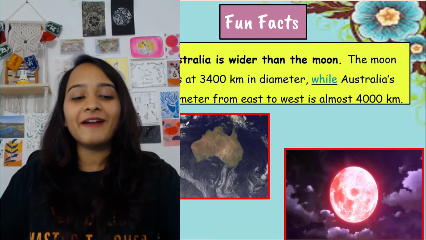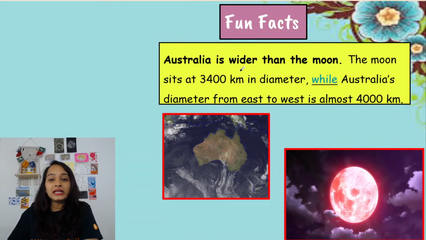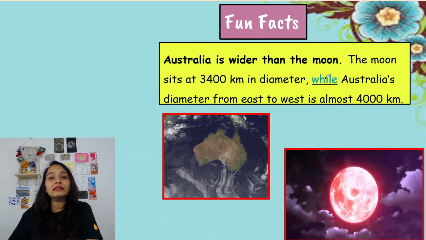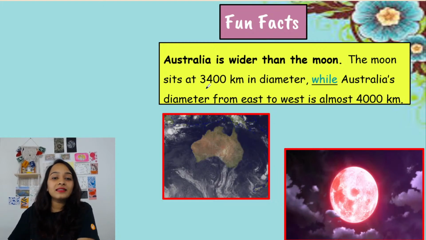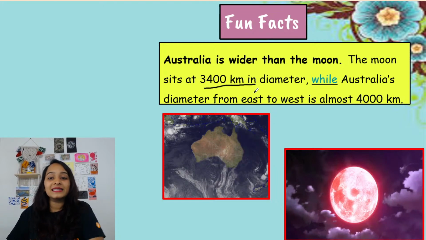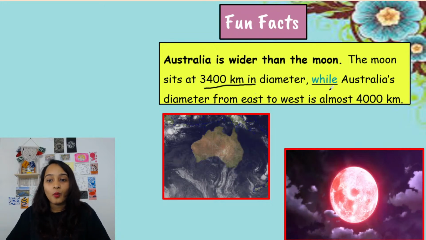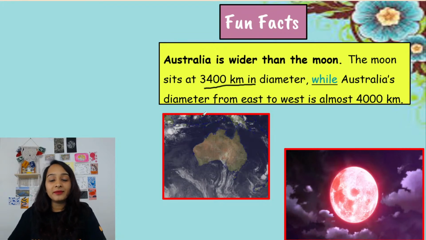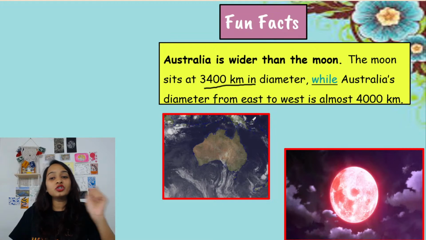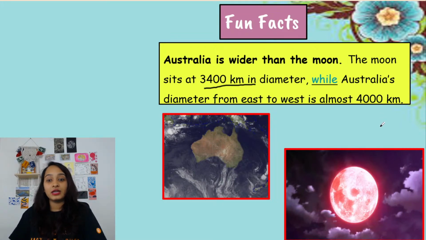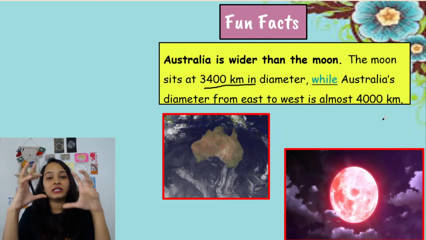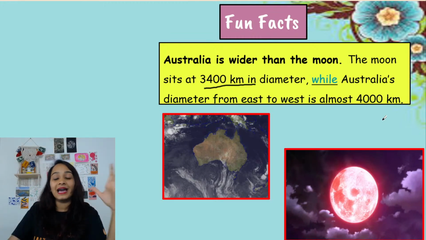So the fun fact is, Australia is wider than the moon. The moon sits at 3,400 kilometers in diameter, while Australia's diameter from east to west is almost 4,000 kilometers. So yes, the continent Australia is wider than the moon.